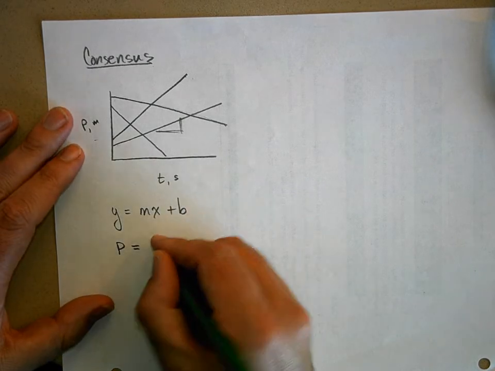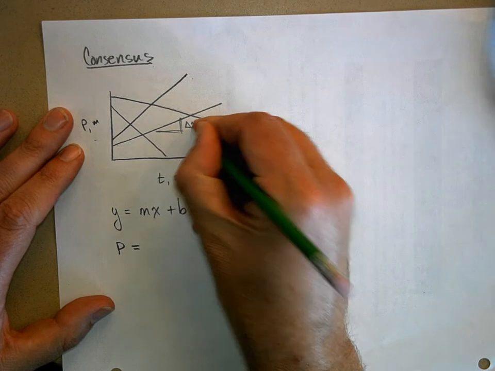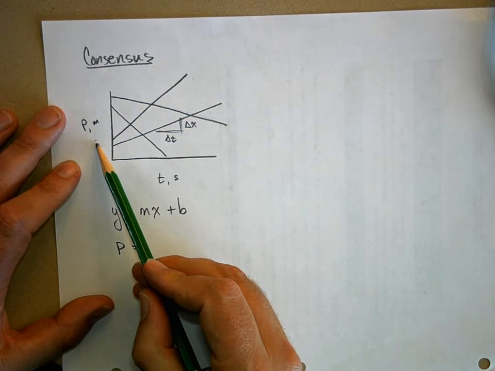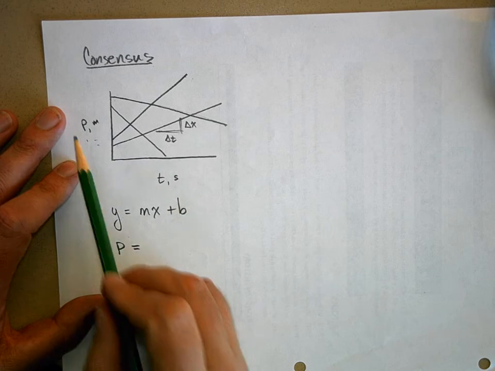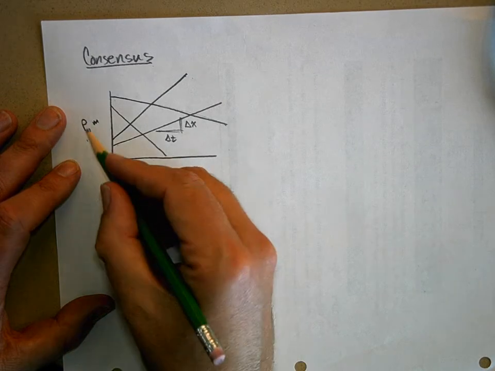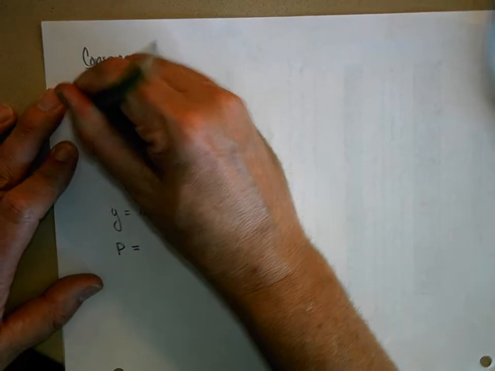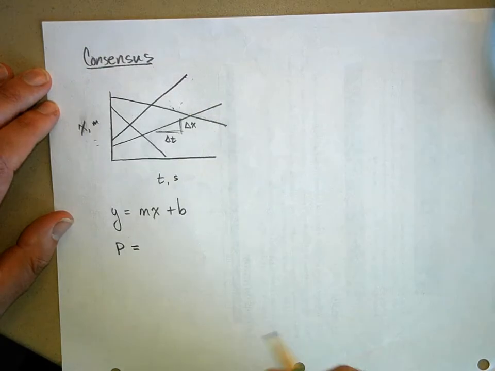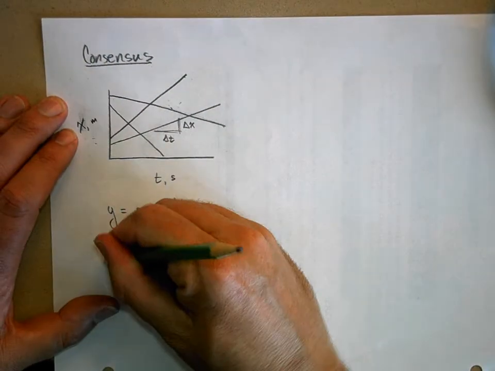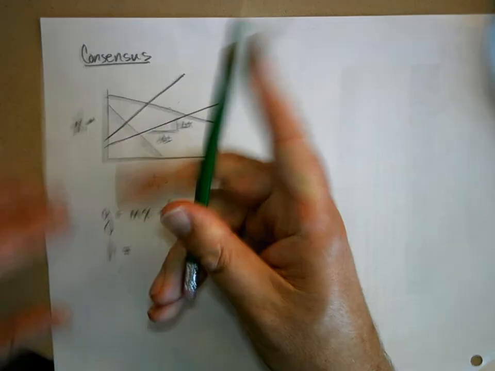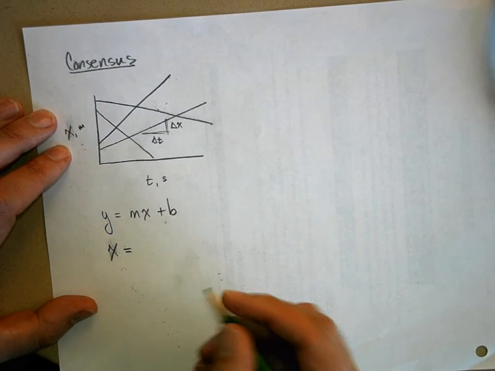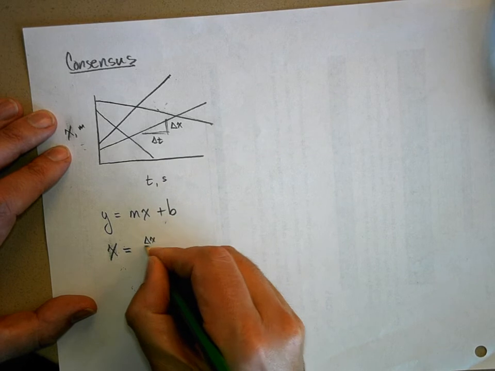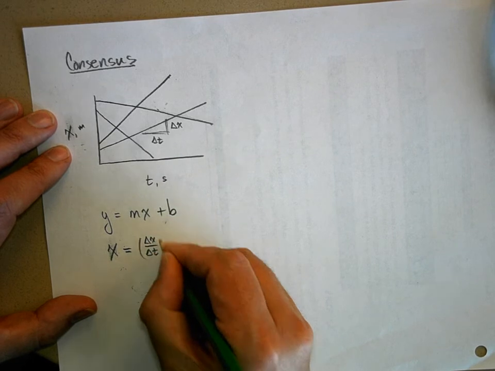And the way you got the slope is you went delta x over delta t. I'm not going to use p for position anymore. This is the last time I'll ever write p for position. Instead, from now on, we're going to use x for position. x equals, now what's the slope? Delta x over delta t.